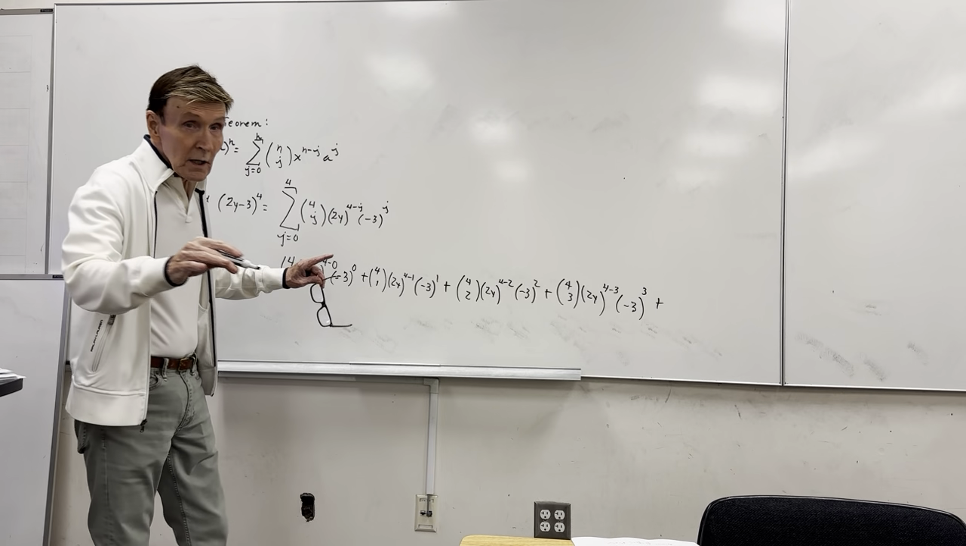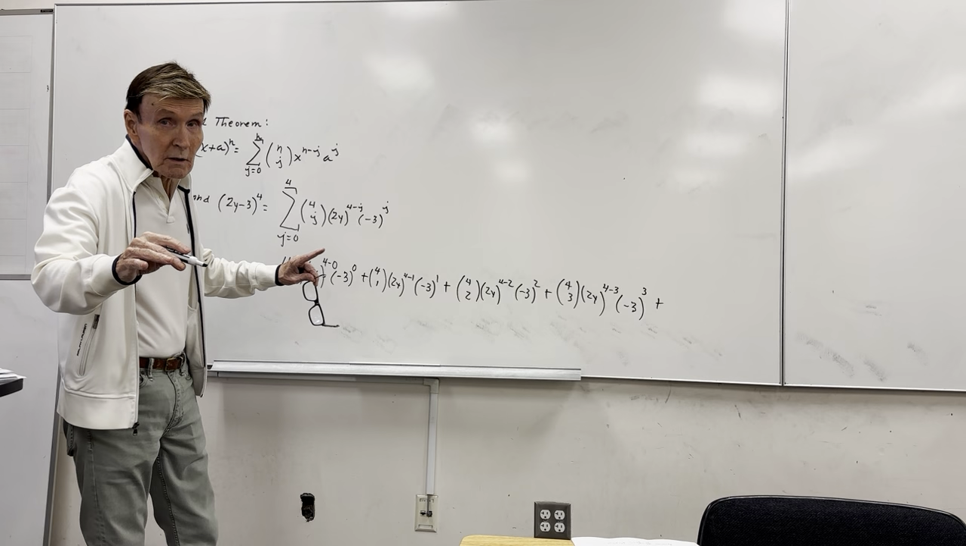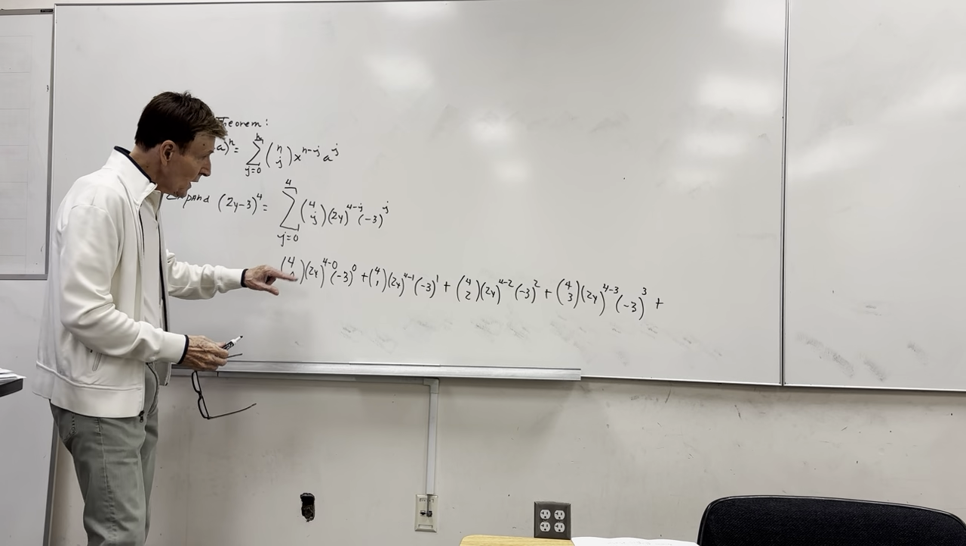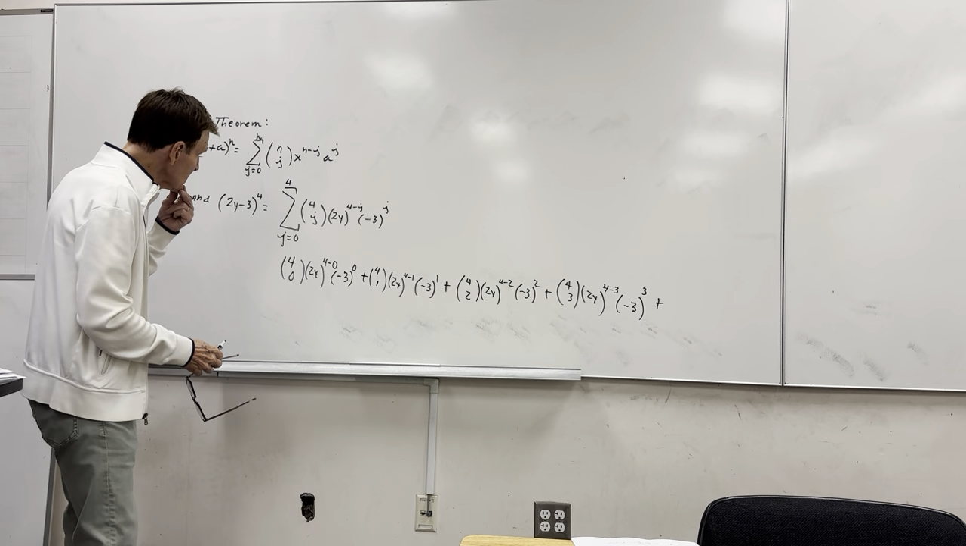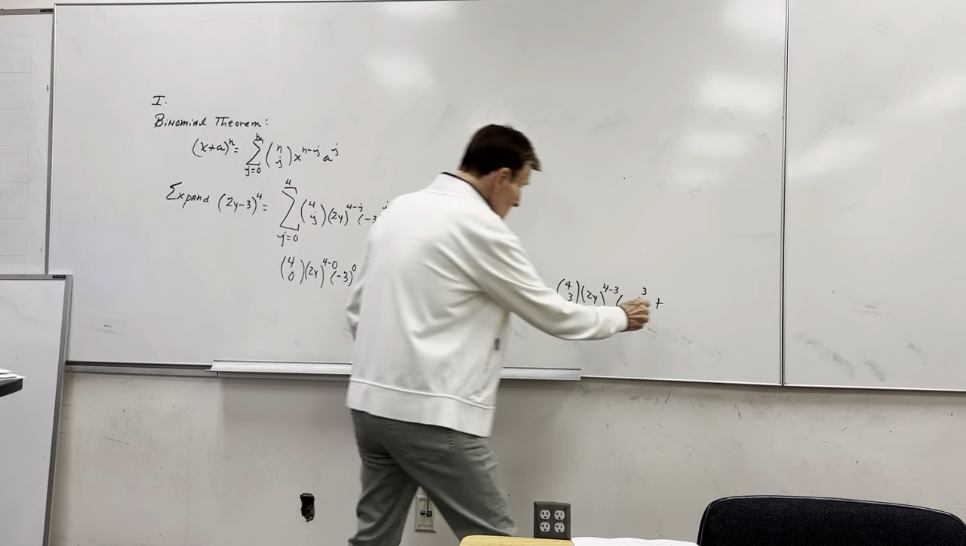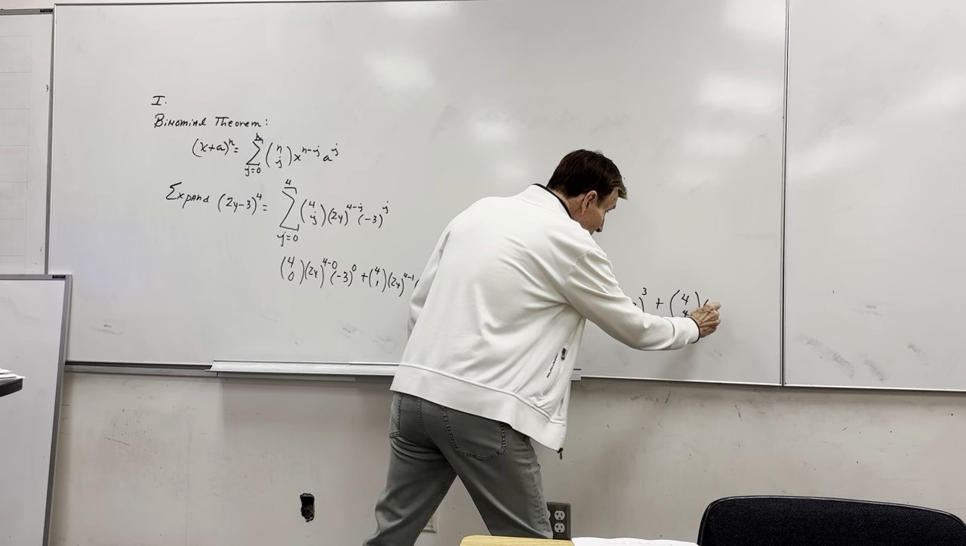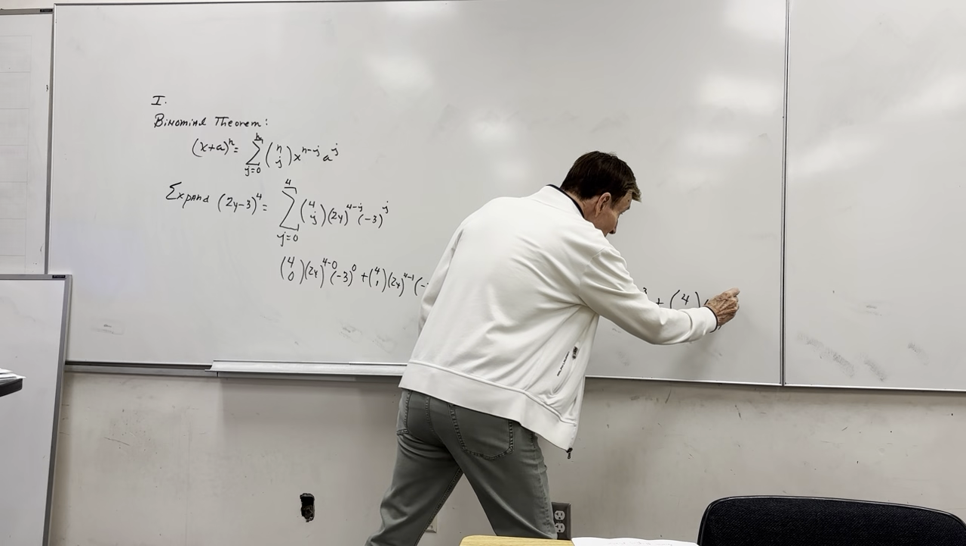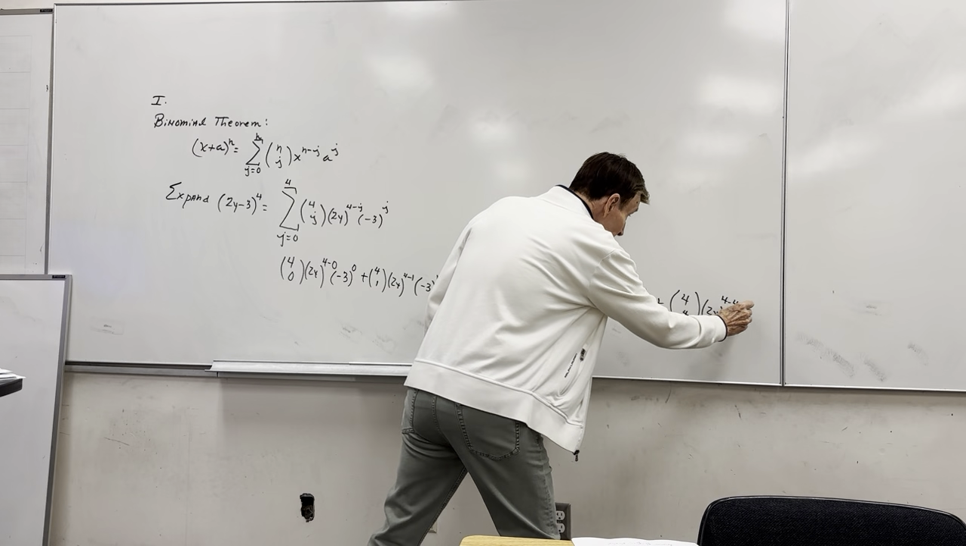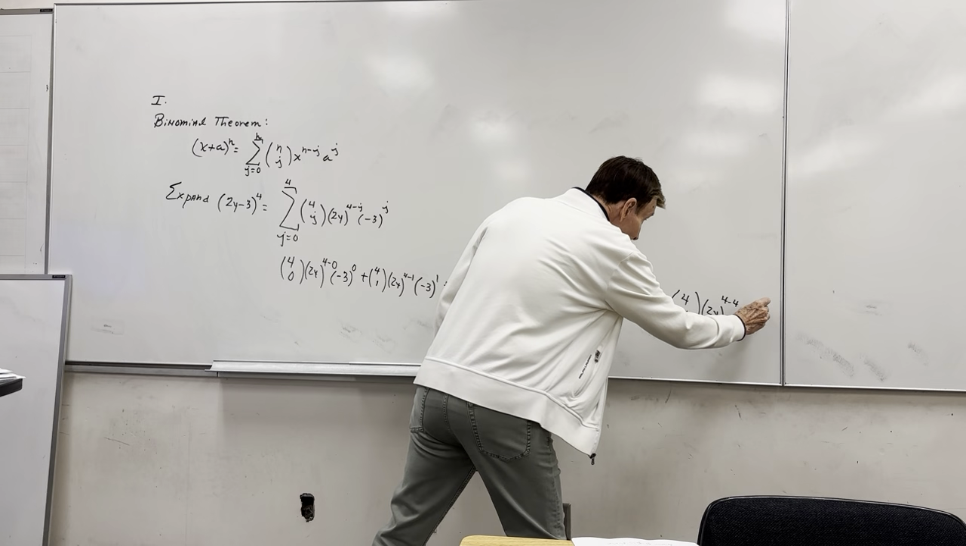You guys agree so far? Yes or no? Okay, so I got 1, 2, 3, 4. I need one more term. That's replacing j by what? 4. So 4 choose 4, 2y raised to the 4 subtract 4, and a negative 3 raised to the 4th.